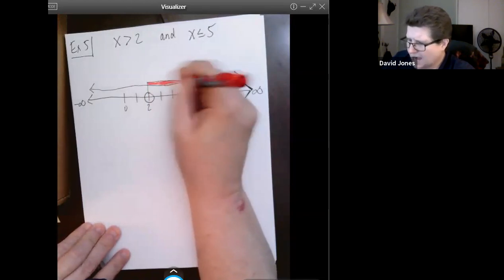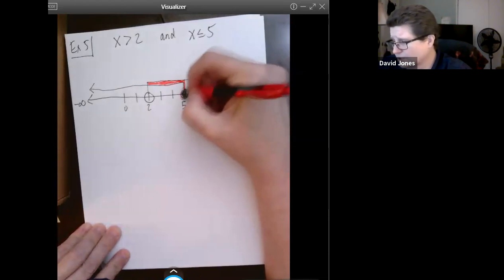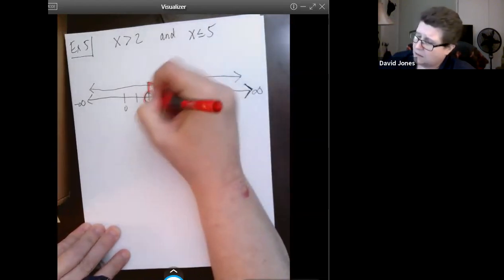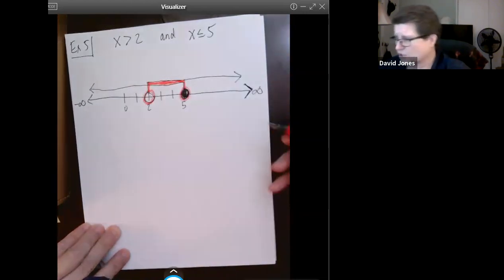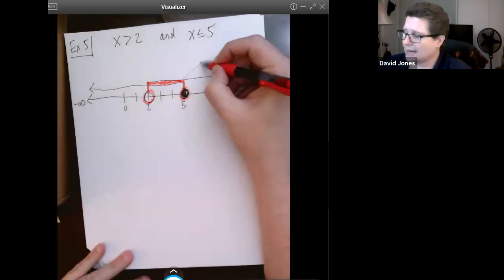Between 2 and 5 is where the arrows overlap. And we still do the circles on the end. So this looks a little bit like a music note or headsets or a wagon. Kind of looks like a wagon, right?